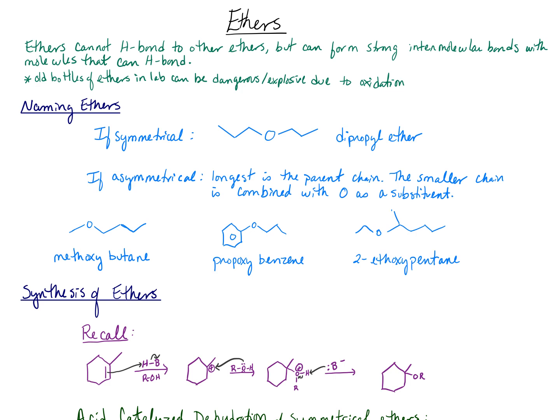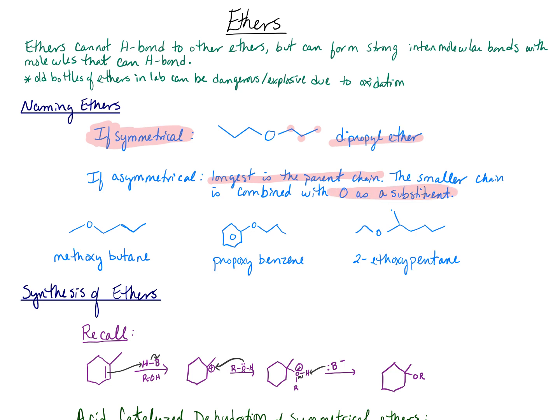When we're trying to name ethers, there's kind of two different naming conventions. The first is if one is symmetrical, which is pretty common, honestly. That would just be a di and then the substituent name. So there's 3 carbons there, so that becomes dipropyl ether. When they are asymmetrical, you need to have the longest of those chains as the parent chain. And then the other smaller chain is combined with oxygen as a substituent.